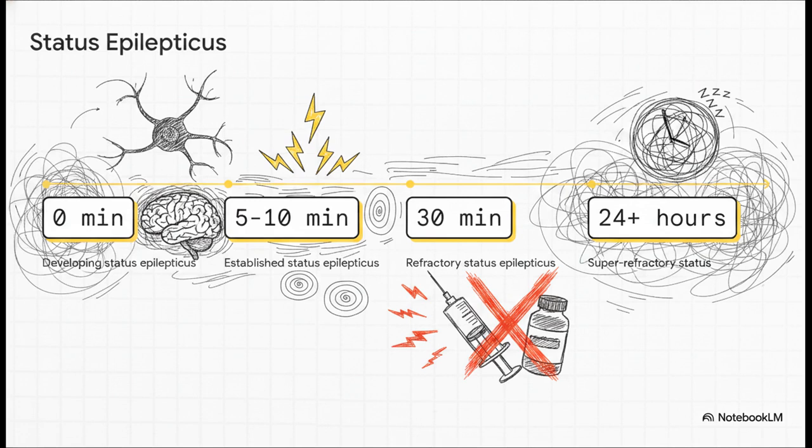By 5 minutes of convulsive seizure activity, or 10 minutes if it's non-convulsive, it is considered officially established. If that seizure continues despite 2 adequately dosed medications from completely different classes, you are now in refractory territory. And if it persists beyond 24 hours despite being on anesthetic-level treatment, that is super refractory status.